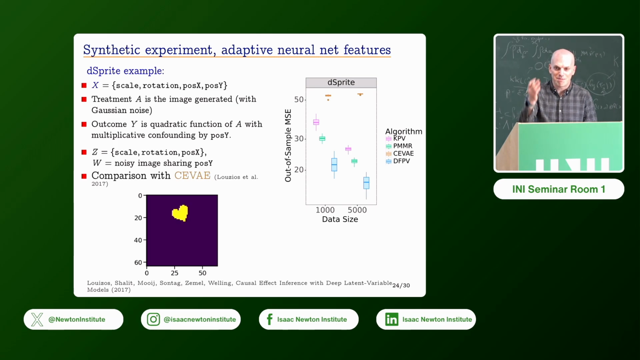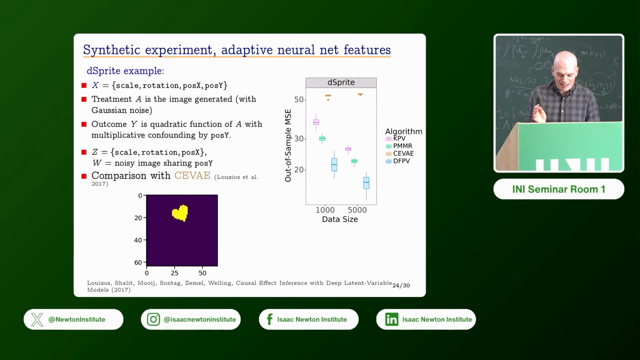by an element of X, because there's a link from X to Y. Then Z is basically a noisy view of X, just in fairly low dimension, and W, I should say, is an image with a noisy version of some of the parameters of X, okay? But the key point here is that in this example, both A and W are image valued. So they're very high dimensional, and it matters to learn neural net features for this setting.